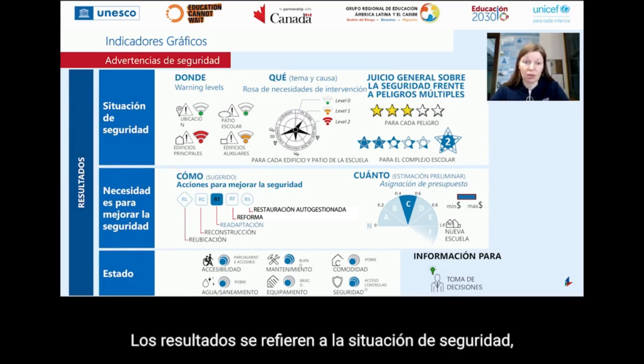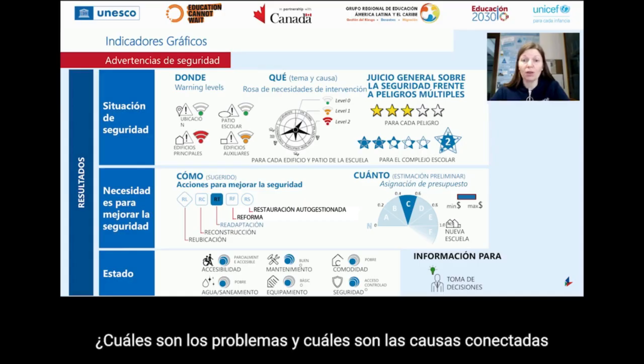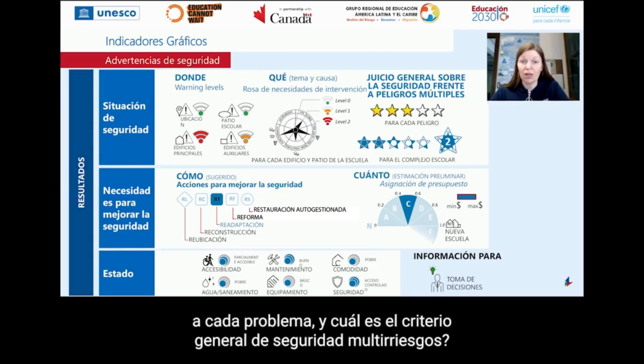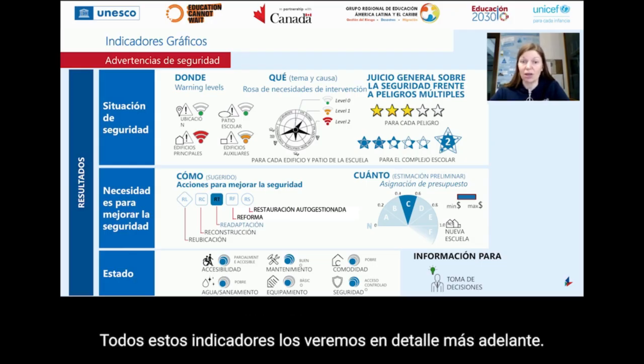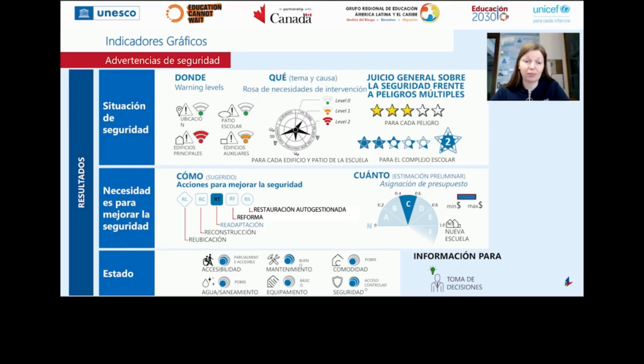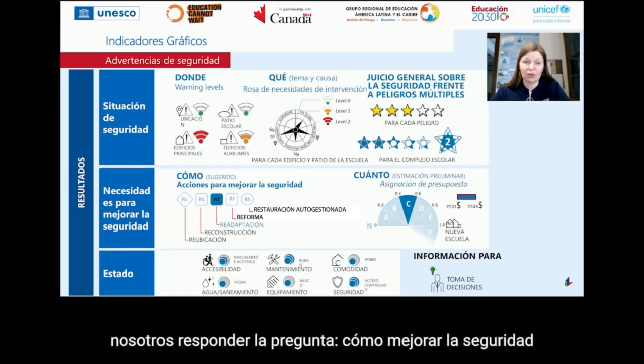I just want to summarize all the graphical indicators used by VISUS in order to represent the outcomes. The outcomes concern the safety situation, the safety upgrading needs, and the status. The indicators allow us to understand where there are the safety problems in the school, so in the location and in the buildings, what are the issues and what are the causes connected to each problem, and which is the overall multi-hazard safety judgment. We will see all these indicators in detail later.